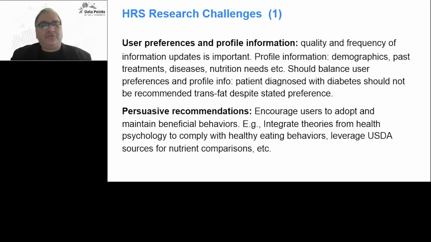Finally, I just want to tackle some of the challenges in healthcare. As I mentioned, user preferences and profile information are important, but sometimes these two things can be in conflict. A user may say, hey, I prefer these kinds of foods or these kinds of activities, but the profile information based on the diagnosis might be in conflict. Someone who has been diagnosed with diabetes should not be recommended trans-fat food items, even though they may say, hey, I love eating a lot of steak. So how do we tackle that conflict?